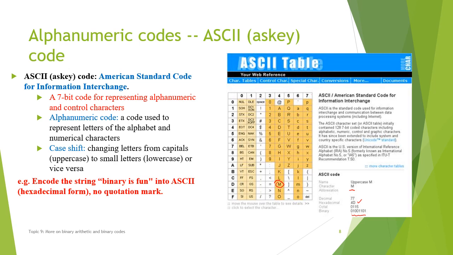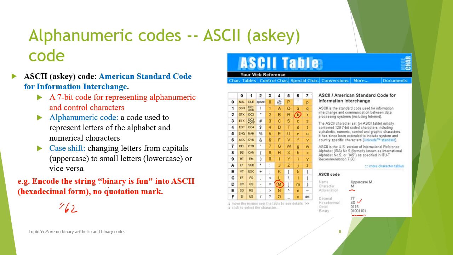Okay, now let's try an example here. Let's try to encode a string like "binary is fun" into ASCII code. That's basically what happens when we type in this sentence or phrase. It will be converted into ASCII code, then sent to the computer. So we have to find the code for each letter here. Here we don't include the quotation marks. The first letter is small b. So we look up b, and we get 6, 2.